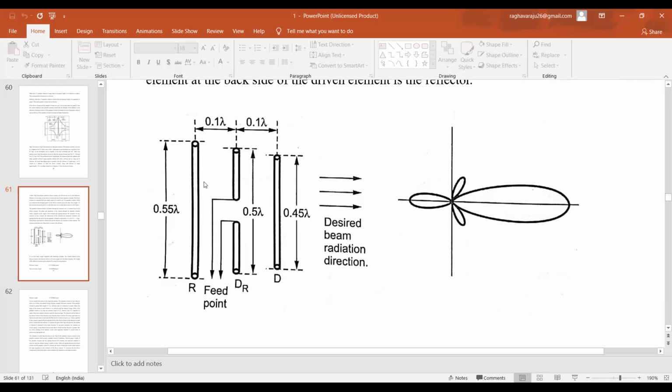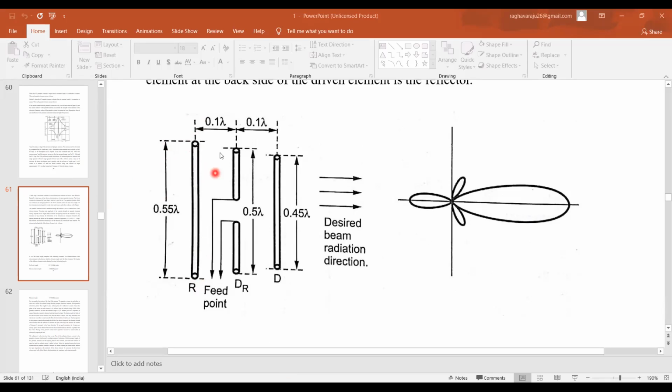So the reflector has length 0.55 lambda. The driven element, which has the feed point, is 0.5 lambda. The separation between driven and director is 0.1 lambda. So this is the reflector. The reflector has length 0.55. This is the director.